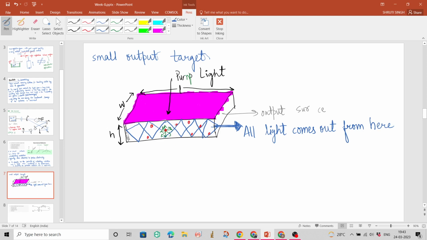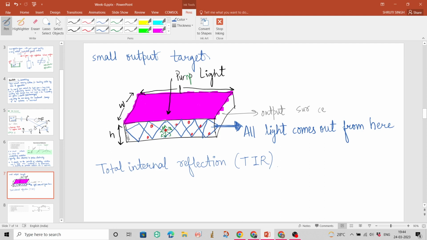So this is what a luminescent concentrator is. We have pump light, which may be LED or solar radiation, and this setup undergoes what we call total internal reflection, TIR. So all the light gets captured in this cavity and it comes out from one end.